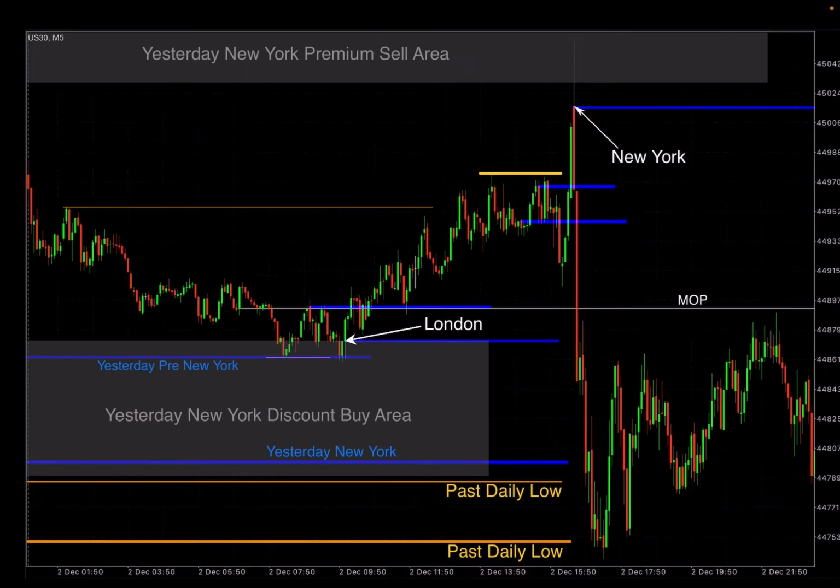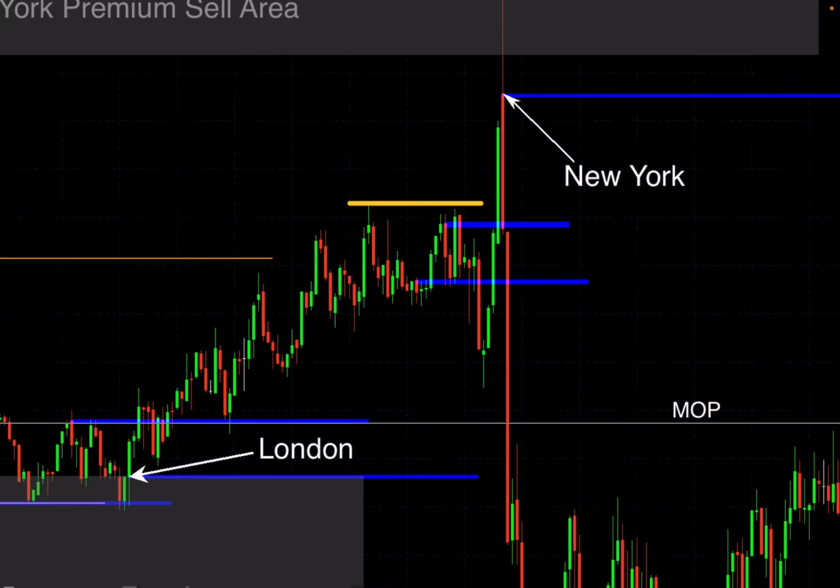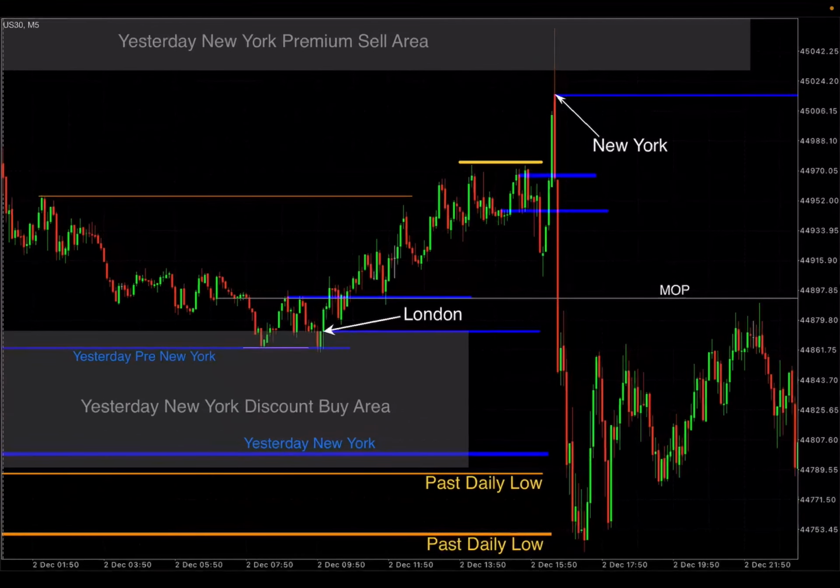Then you reset for the New York session, same approach. You got the pre-New York high volume time and the New York opening. You can see how that pushed up to that premium sell area, got the reversal all the way down, took the previous daily lows. Nice, easy price action to trade. One for the buy, one for the sell.